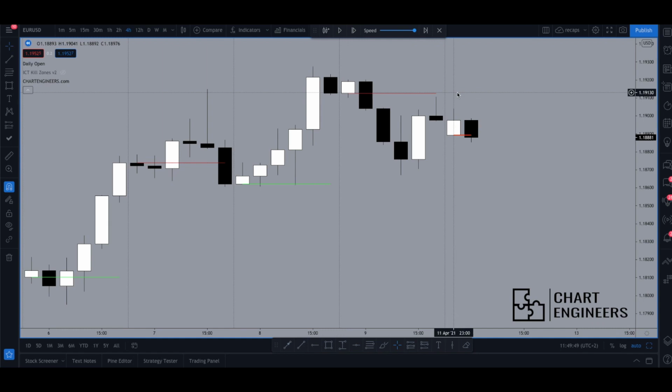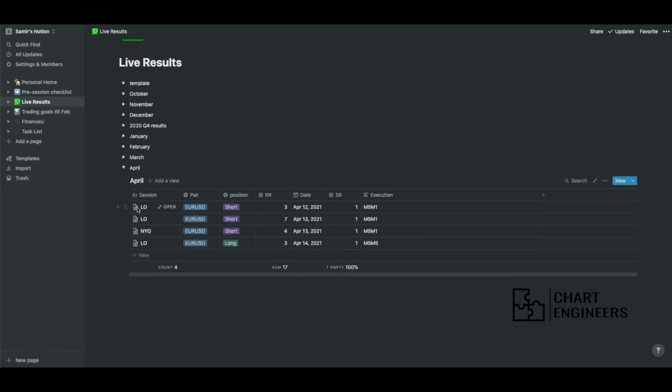I took 4 trades, it's in my Notion. 1 on Monday, 2 on Tuesday, and 1 on Wednesday. After the Wednesday London Open, I decided to call it a week and record my market recap right after, so I can relax and the price action is still fresh in my mind, so I can explain it better, I think, instead of Sunday or Saturday.